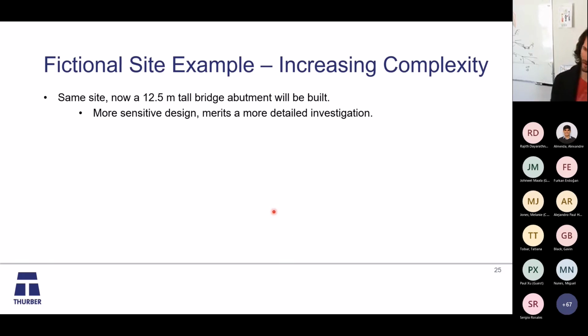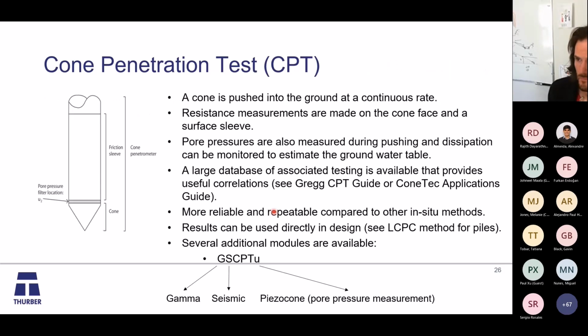So let's say now we're going to build something bigger. We're going to build a 12.5 meter tall bridge abutment, plus a road embankment, more sensitive design. We're going to do a more detailed investigation. So CPT, you may or may not be familiar with. This is where we take a cone and we push it into the ground at a continuous rate.